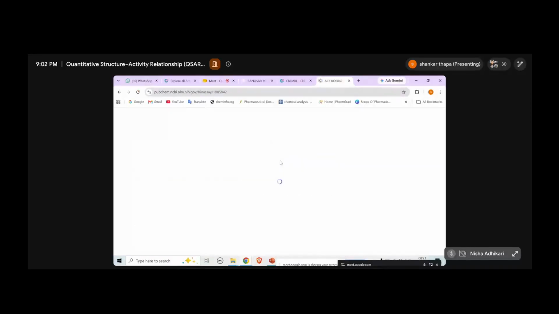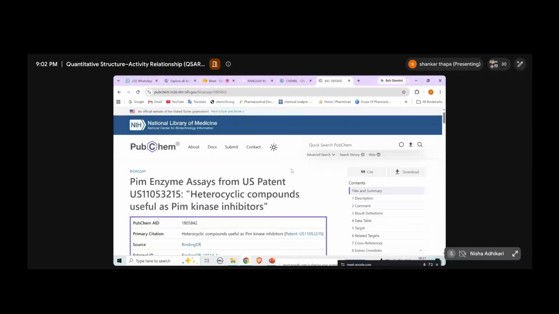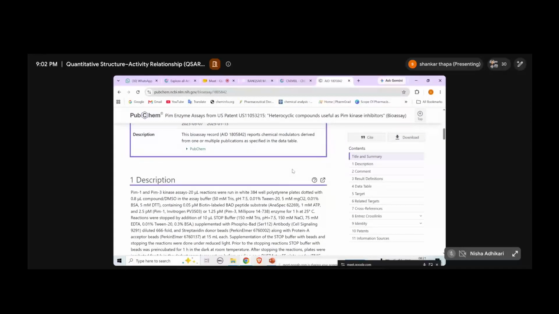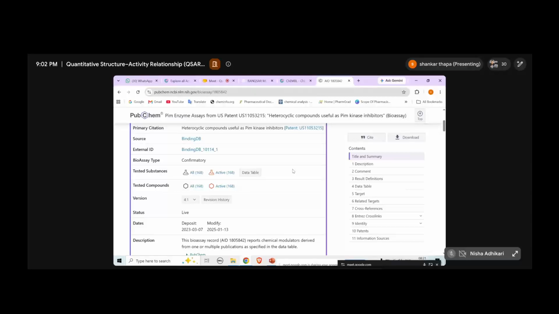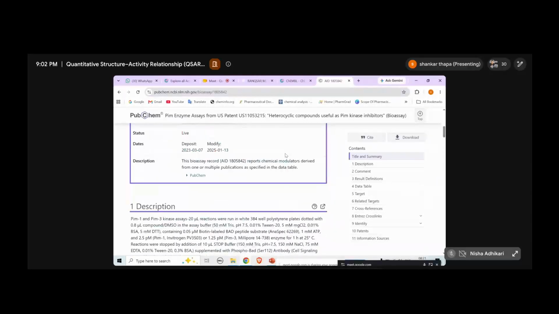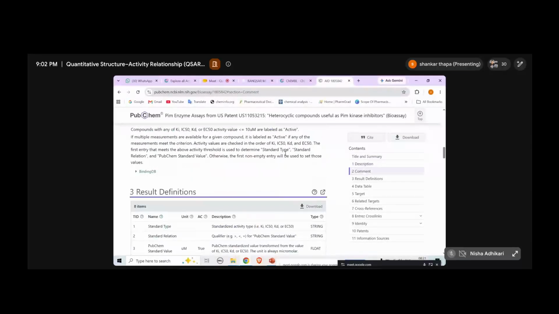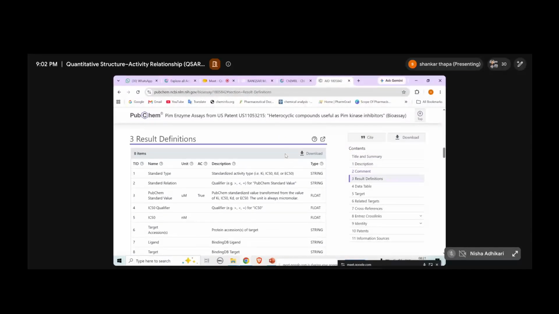But this is a US patent, right? So I generally don't suggest using patent data, but for demo purposes, okay? So I'm just showing, but my suggestion is don't use the patent. Yeah, because I don't have an idea about how a patent works, whether we can use it or not.